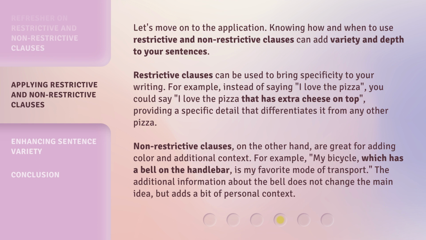Non-restrictive clauses, on the other hand, are great for adding color and additional context. For example, my bicycle, which has a bell on the handlebar, is my favorite mode of transport. The additional information about the bell does not change the main idea, but adds a bit of personal context.